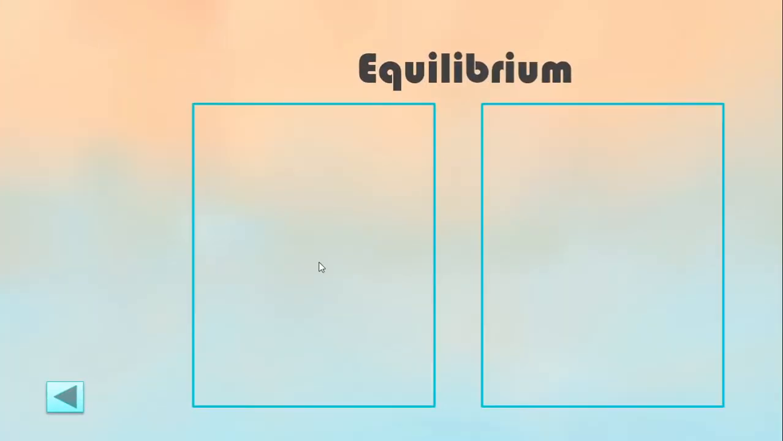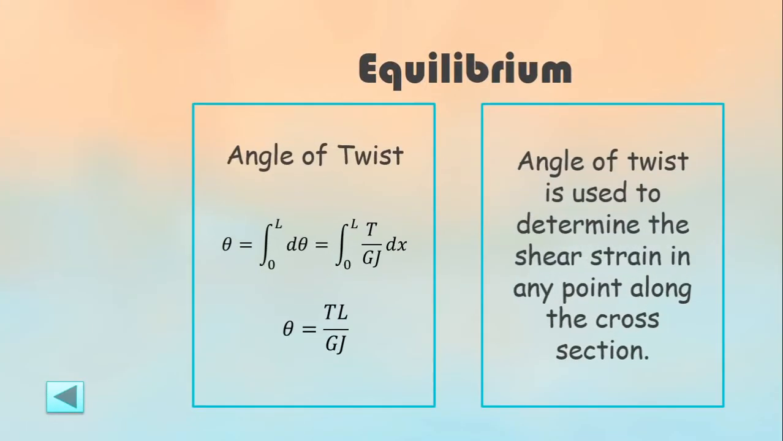On equilibrium, angle of twist is the rotation of cross-section at the free end of the shaft. The angle is obtained by this integration. Angle of twist is used to determine the shear strain at any point along the cross-section. And angle of twist is measured in radians, and it is commonly denoted by the symbol phi.